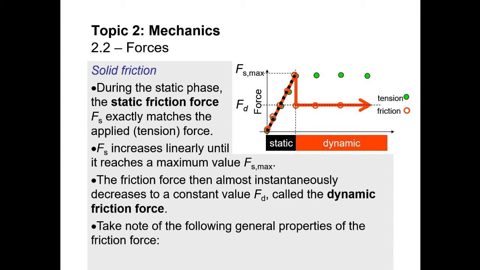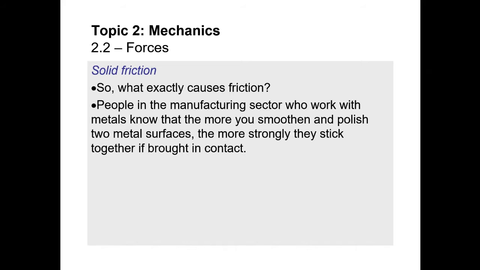Take note of the following general properties of the friction force. Static friction is larger than or equal to 0 and smaller than or equal to maximum static friction. Dynamic friction is always smaller than maximum static friction, and dynamic friction is constant. So what exactly causes friction? People in the manufacturing sector who work with metals know that the more you smoothen and polish two metal surfaces, the more strongly they stick together when brought in contact.